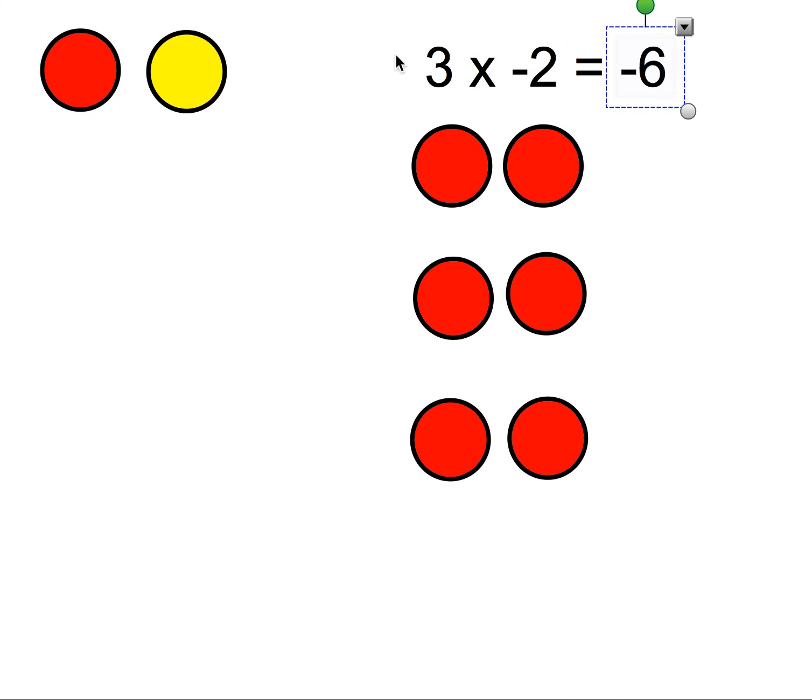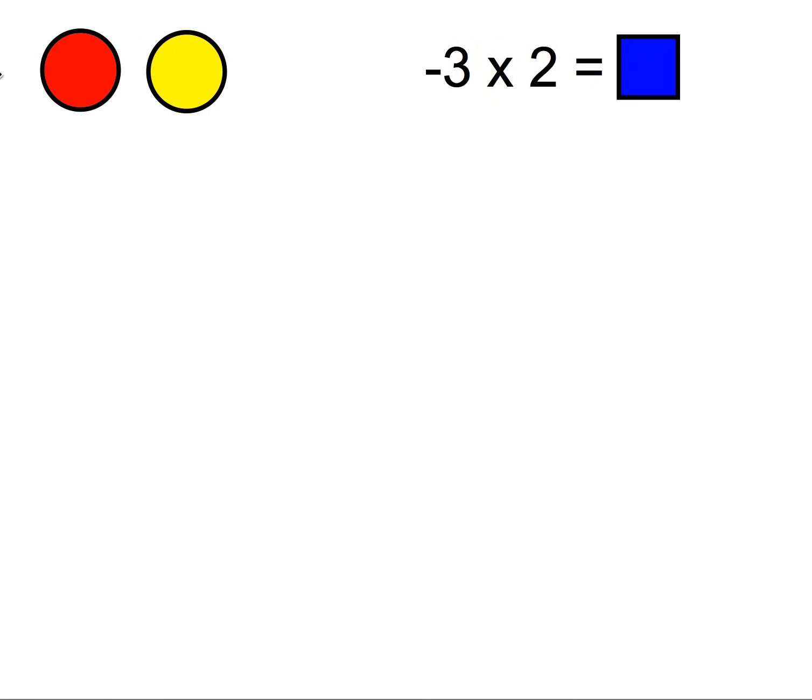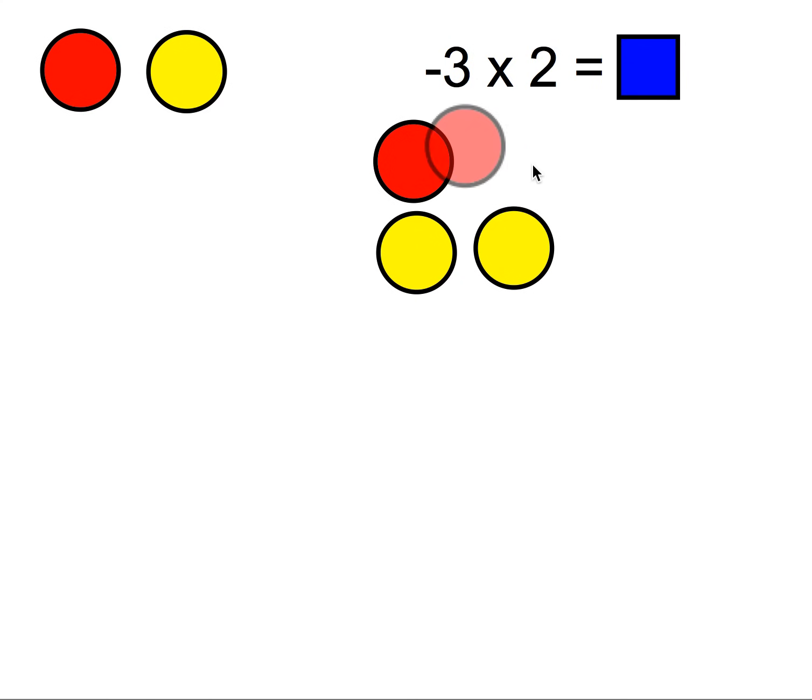So in the last 2 examples, the first number has been positive, which means we're adding that many groups. If the first number is negative, it means I want to remove that many groups. So I want to remove 3 groups of 2. Well, right now there's nothing. So in order to make these groups, I'm going to make them using 0 pairs. So first I'm going to do 3 groups of 2 0 pairs.